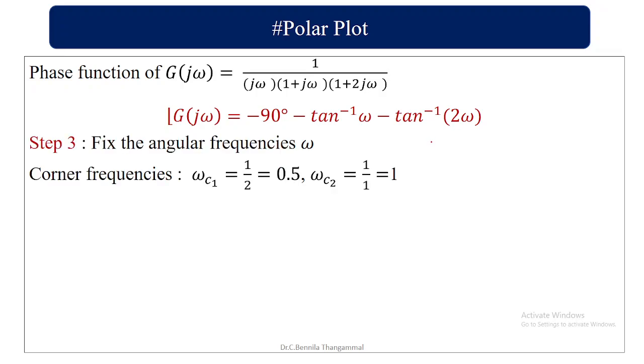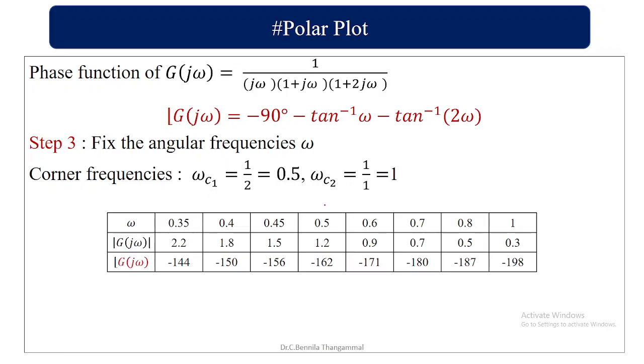Now fix the angular frequencies. For that, I will find the corner frequencies. The corner frequency is the real part by the imaginary part, taking magnitude alone. So 1 by 1 is 1, and 1 by 2 is 0.5. Taking them in ascending order, I have taken 0.5 as the first corner frequency and 1 as the second corner frequency.